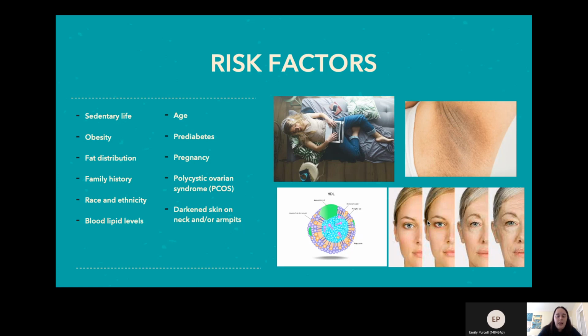And again, pregnancy. I talked a little bit about gestational diabetes, and if you undergo gestational diabetes during pregnancy, then after delivery, once that has gone away, which happens most of the time, you are more likely to develop type 2 diabetes later on down the road. If you have polycystic ovarian syndrome or PCOS, just having this condition increases your risk. And if you have darkened skin on your neck and/or armpits, this is a sign that your cells are undergoing insulin resistance and they're not listening to those cues that the hormone is telling them.